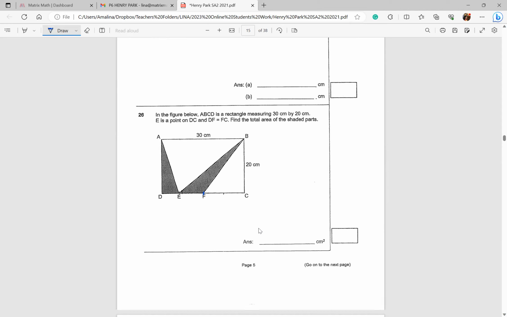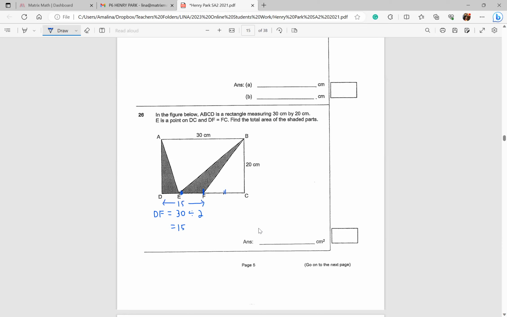Okay, so this is actually your midpoint. DF, this part and this part, they are equivalent. Okay, so find the total area of the shaded parts. So how do you find the area of your shaded triangles? Okay, so if I look at this, it seems hard, right? But it's actually okay. Now, how do you find the length of DF? I will need to take my 30 divided by 2 first. Okay, so 30 divided by 2, I get 15 cm for DF.